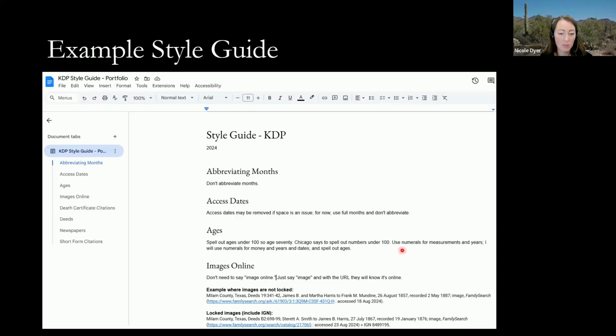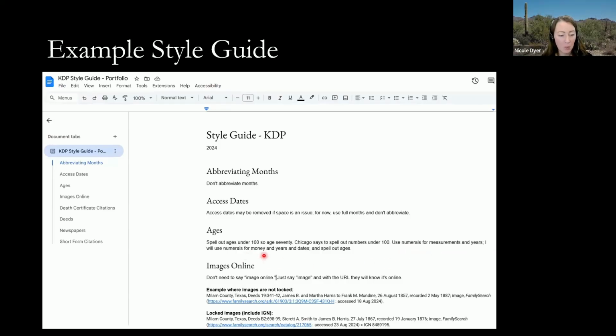And then use numerals for measurements and years. And I decided I would use numerals for money and years for dates, and spell out ages. So I wanted to use numerals for some things. It didn't really make sense to me to spell out the year, obviously, or measurements.